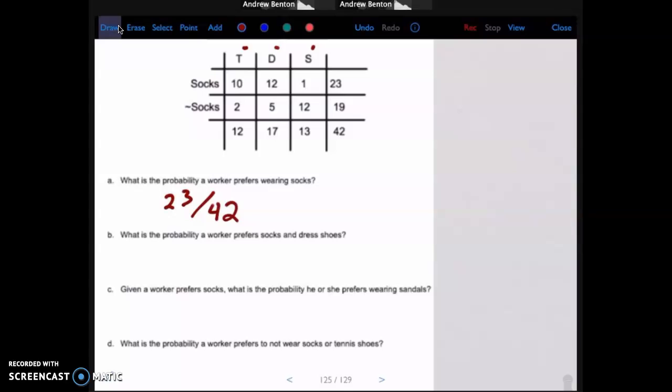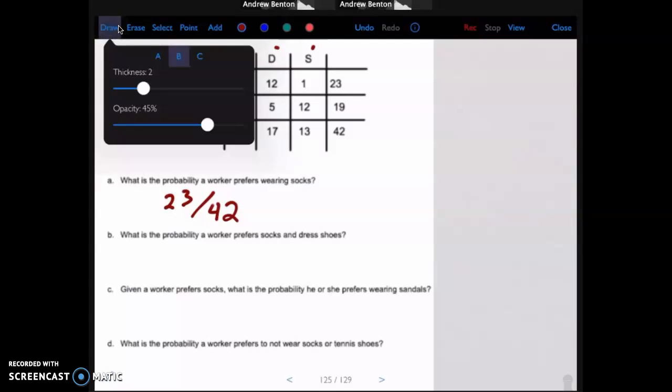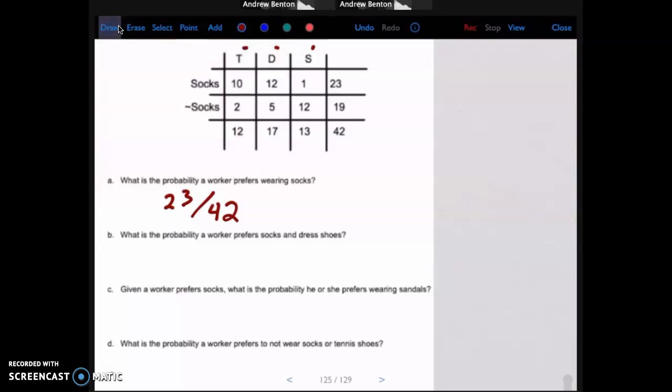What is the probability a worker prefers socks and dress shoes? So socks and dress shoes is going to be this guy right here. So that's going to be the probability of socks and dress shoes, the intersection. That's going to be 12 divided by 42.